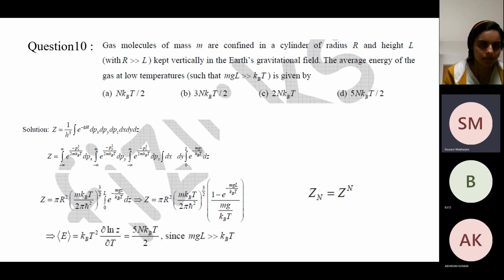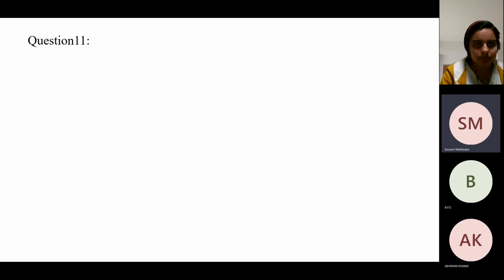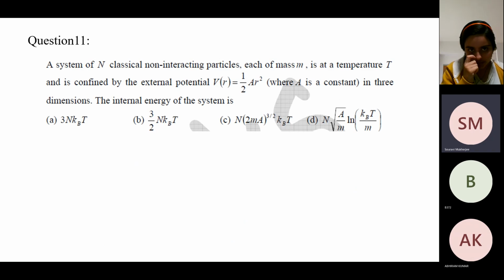Okay, so now this is another question. Here we have a system of n classical non-interacting particles, and they are confined in an external potential, and you have to find the internal energy of the system. So how do you plan to proceed?